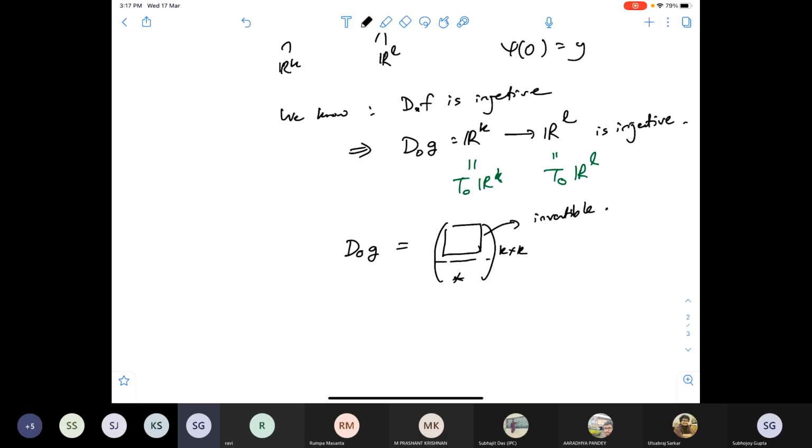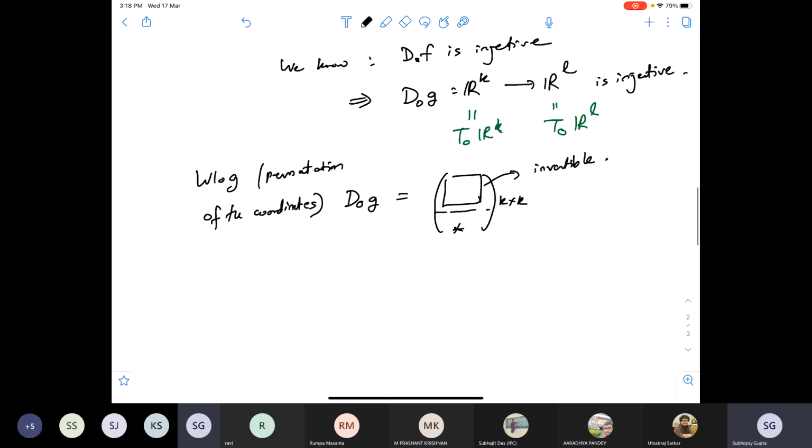So without loss of generality, by permutation of the coordinates, which you can do. That's a linear change, sort of a diffeomorphism of Rk to Rk, if you like, that you're precomposing with. So you can assume that the derivative is of this form, and in fact, you can also assume that the invertible matrix is actually the identity matrix here. You can just do that by post-composing.